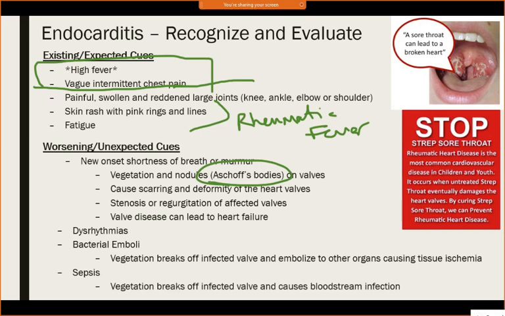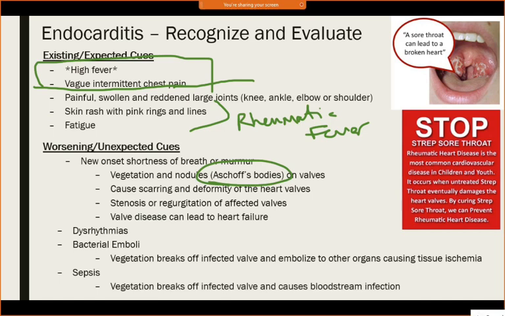These are actually just seen on echo and stuff on the valves. They're vegetation on your valves, and that is from the infection. Basically, when you have a white blood cell infection, like a UTI, you pee out casts, which is debris. This is debris from the white blood cells basically trying to clean up things. So you get debris on your valves. It can cause scarring and deformity of the heart valves. It can cause stenosis or regurgitation.